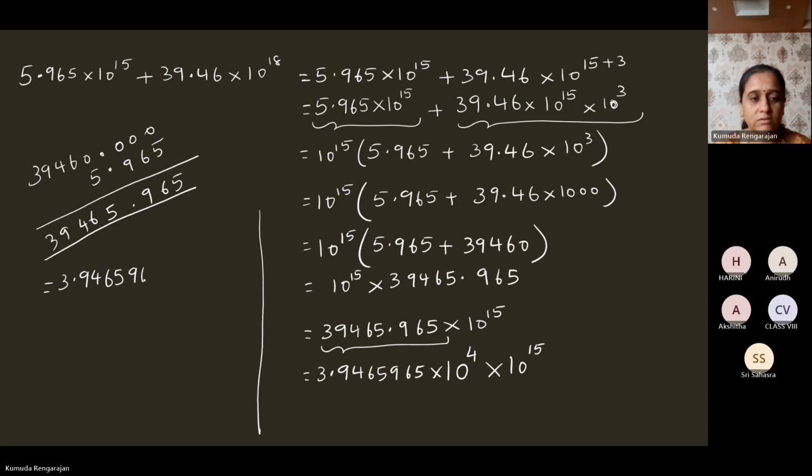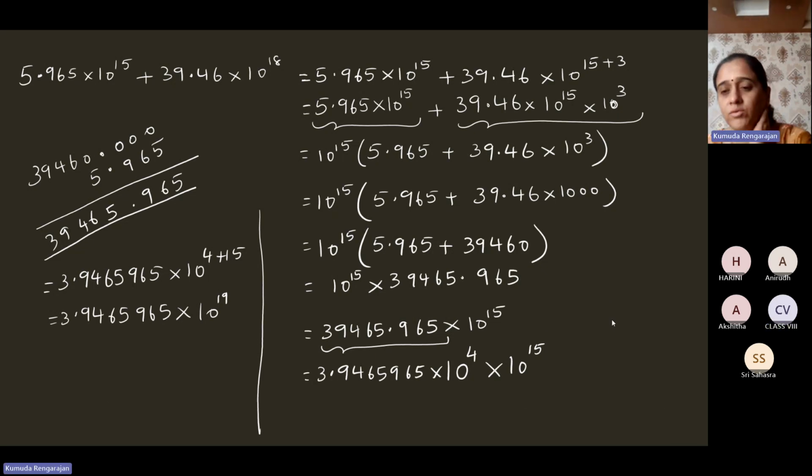So it's 3.9465965 into, when bases are same and it's multiplication, we need to add the powers. You can directly write 19, or like this, you can show 4 plus 15, which is 19. And you can see this result is in the standard form. Correct answer, ma'am.